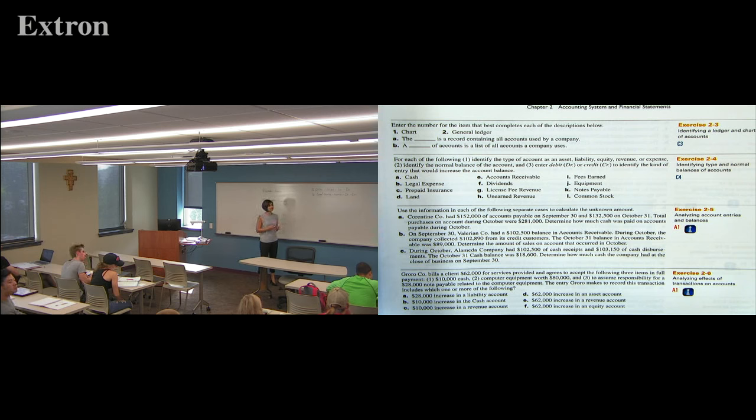Letter D, land. Asset, normal balance, debit, also increases with a debit. E, accounts receivable. What kind? Classification: asset, normal balance, debit, therefore it also increases with the debit, yes. Letter F, dividends. Equity, yeah, remember equity is common stock or dividends, right? So that's classification is equity.